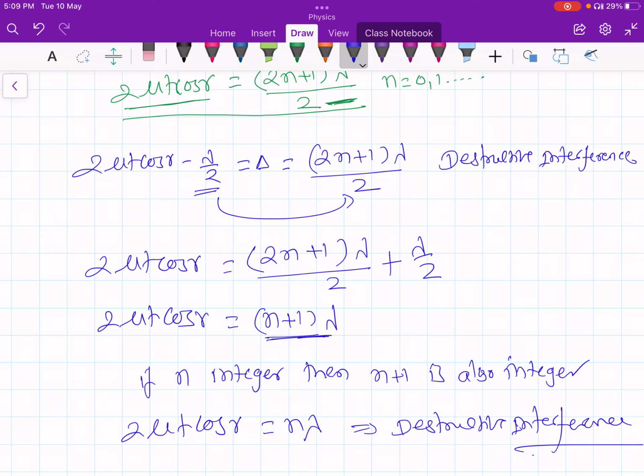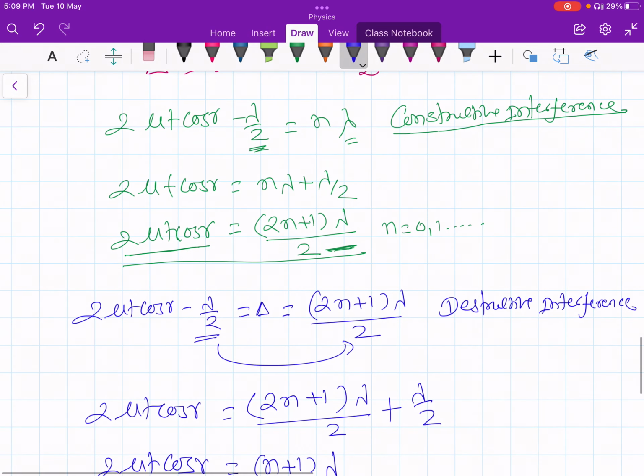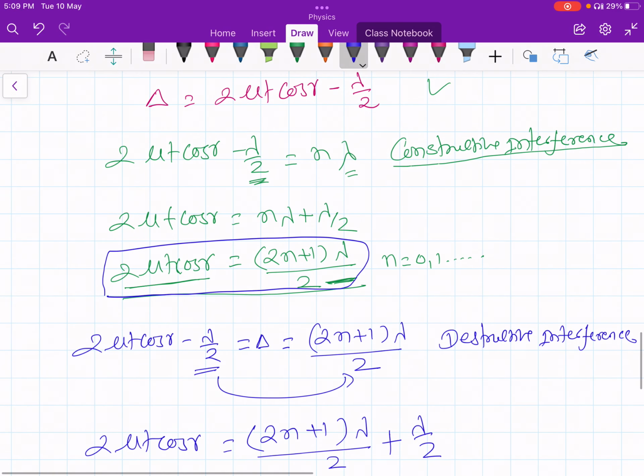So you should note the conditions. 2 mu t cos r equal to n lambda gives destructive interference in reflected light from a thin film. And when 2 mu t cos r is equal to an odd multiple of lambda by 2, we get constructive interference in thin films due to reflected light.